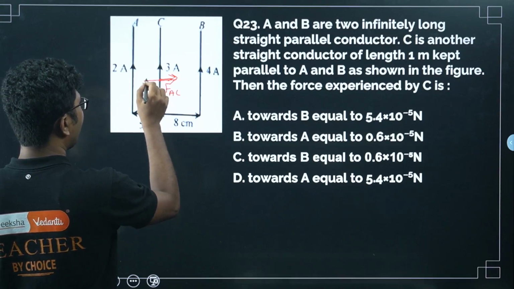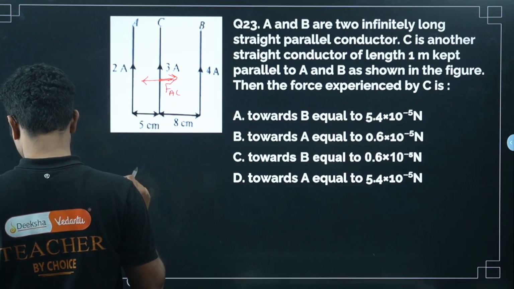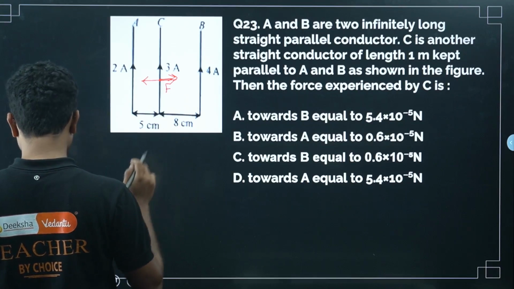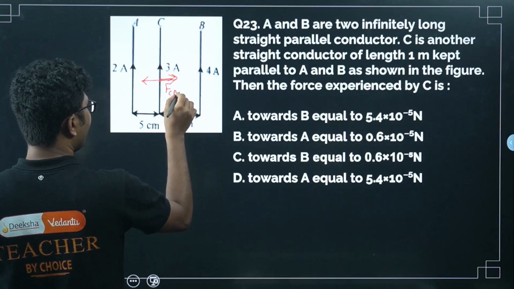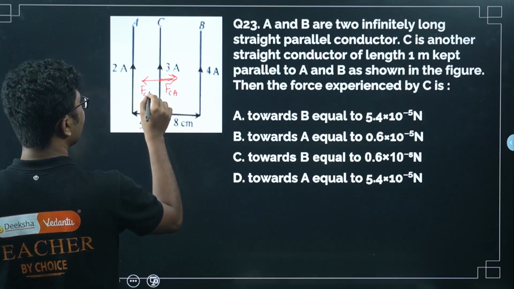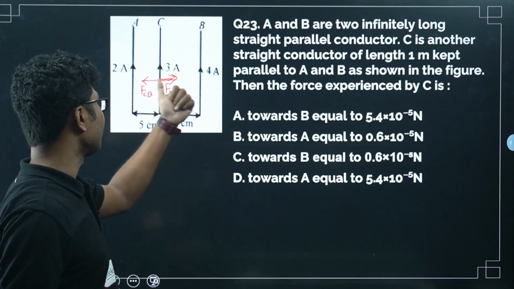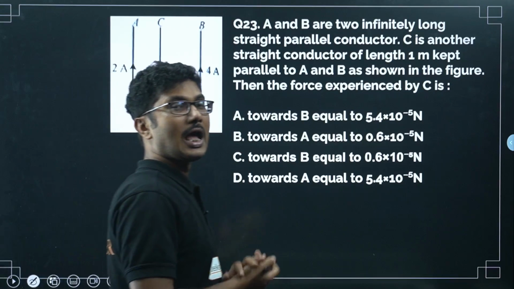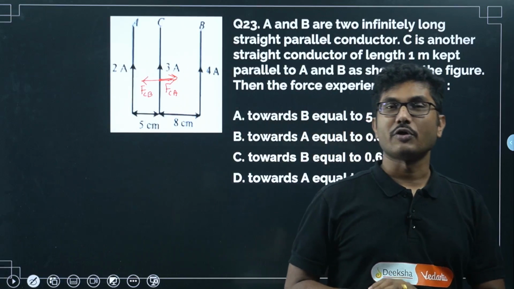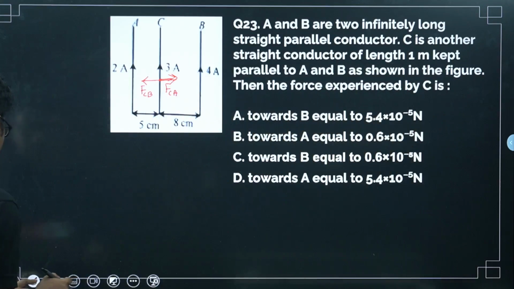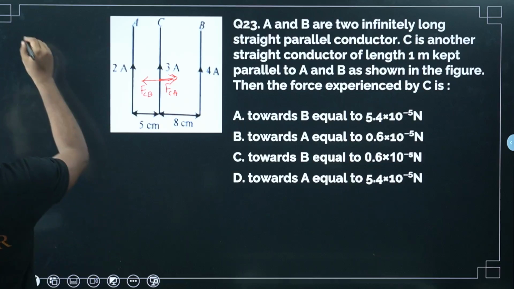Now force on C due to A, right? Force on C due to A, force on C due to B. So one force should be in this direction, another force should be in the opposite direction, and once we have calculated the forces, the only thing we need to do is subtract one from another. So first let us start with force CA.